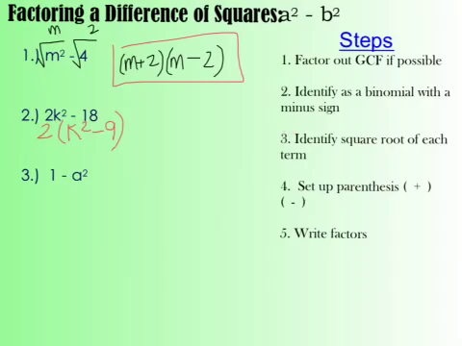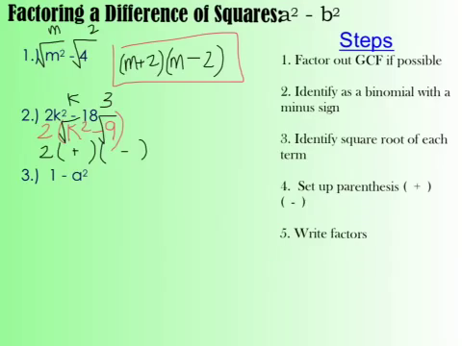Step 3, identify the square root of each term. So we're asking ourselves, what's the square root of our first term? What's the square root of our second term? The square root of k squared is k, and the square root of 9 is 3. Step 4, set up our parentheses. So we know that we have our 2, that's our GCF. We'll set up our first set of parentheses with a plus, and our second set of parentheses with a minus. Now it doesn't matter which one goes first, if you put a minus and then a plus, or a plus and then a minus. And our last step, write our factors.